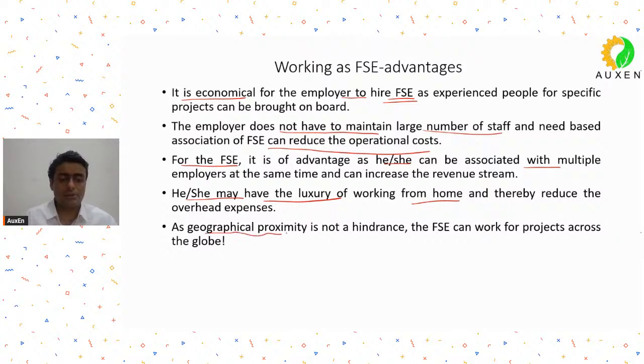And if you are working as a freelance engineer, geographical proximity is not a hindrance. So you can sit in Indore, and you may be working on some project in Europe, let's say. You can quite easily work as a freelance engineer. So geographical proximity does not remain a hindrance. All right, so I think these are the advantages of working as a freelance structural engineer for any project.